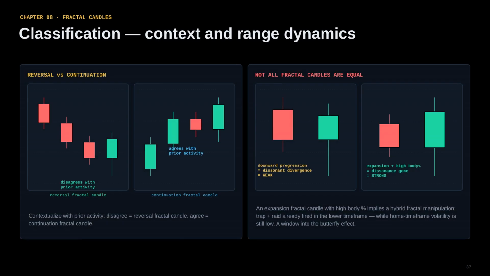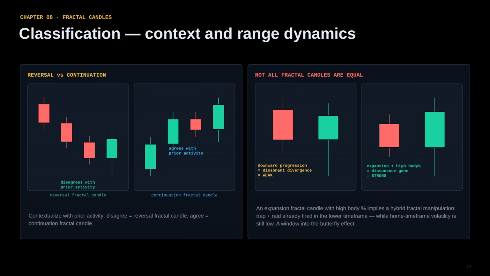Context sorts fractal candles into two families. When the candle's signal disagrees with the prior price movement, a bullish fractal candle inside a decline, it's a reversal fractal candle. When it agrees, the same candle inside a rally, it's a continuation fractal candle. Then range dynamics grades their strength.